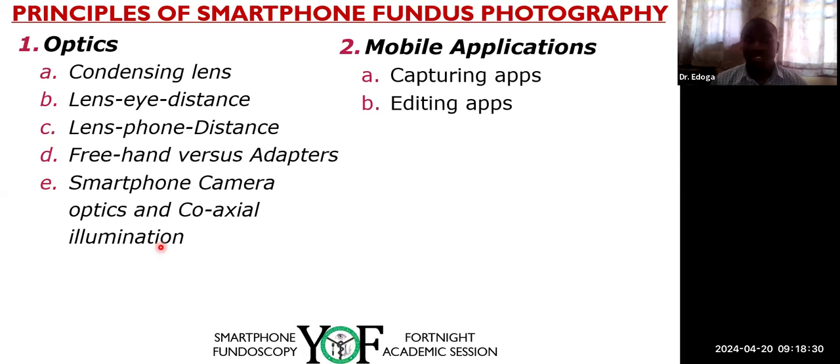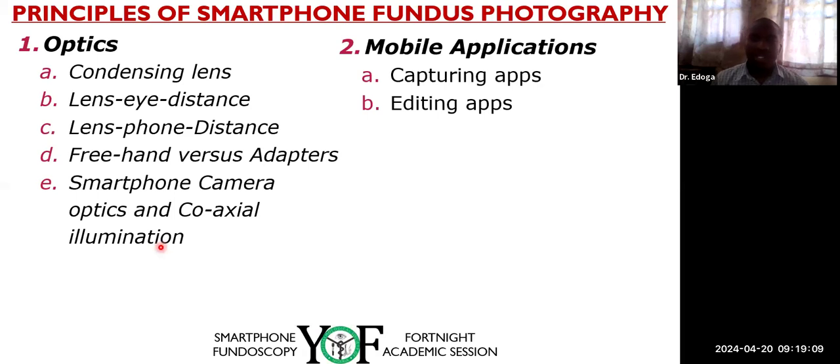But I found it difficult to master, so I had to find out what the options are for the adapter. How can I fix this lens phone distance so that I will only worry about the lens eye distance? Because for you to have a good image, you need to align the center of the pupil to the center of the condensing lens to the center of the camera. So it's like a straight line that runs through the center of the camera, the center of the lens, and the center of the pupil.